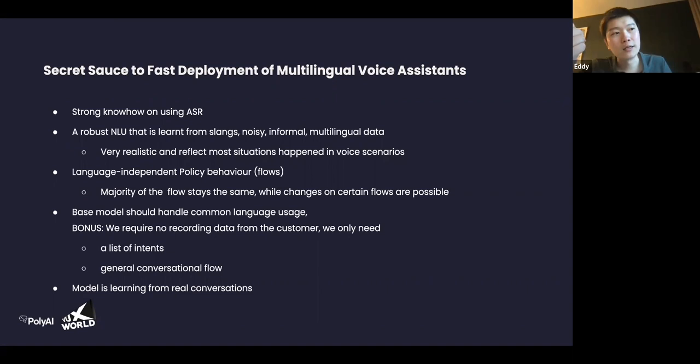And another bonus point is, we don't really need any recording data or past data from you, because we are not using those data to train our model. Again, our model has already learned the common sense of how to use the language. So effectively, yeah, that's pretty much all the secret sauce that we can provide in this presentation.